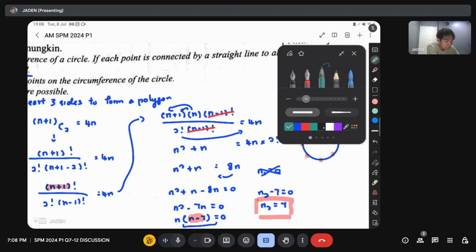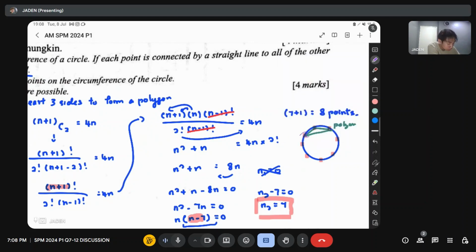And then you also have 4 points connecting. For example, 1, 2, 3, 4. This is also a polygon. So if you think logically, for me to calculate the possible number of polygons, I would calculate this way.